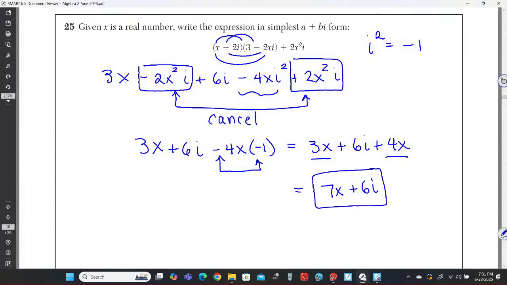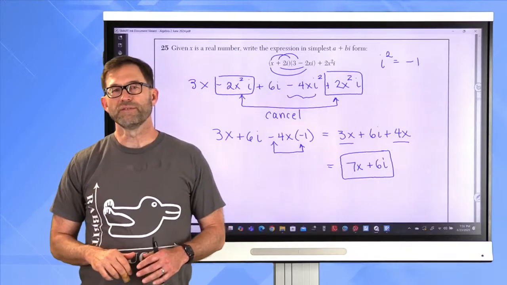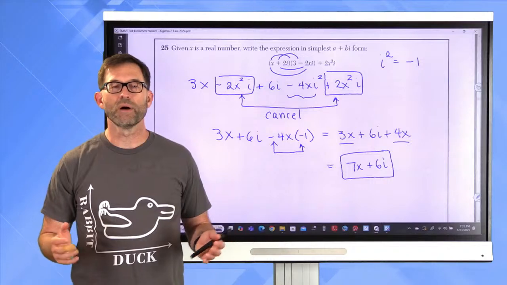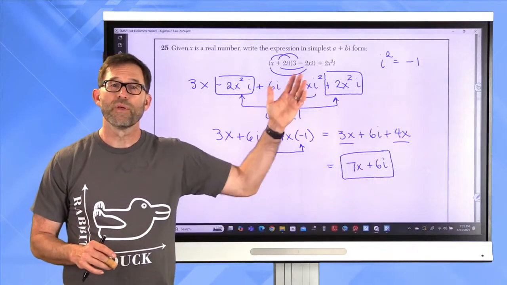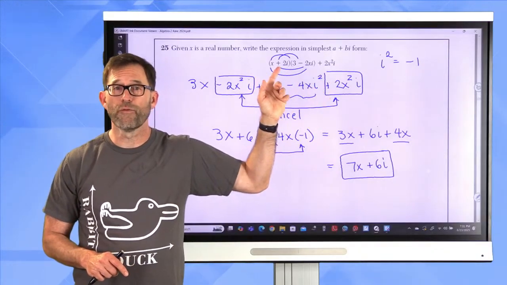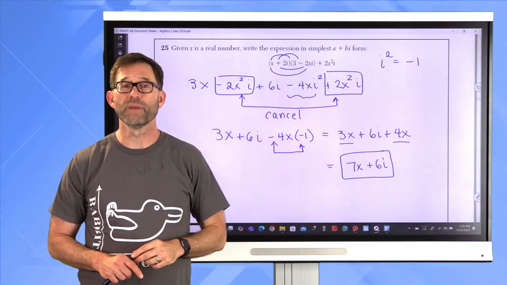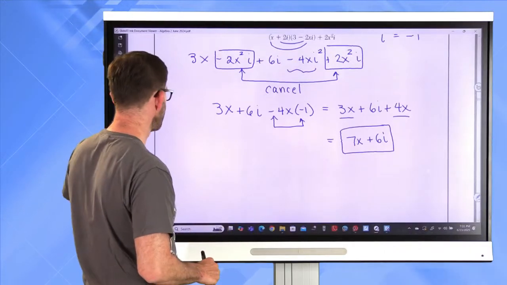plus 6i. Okay? Now, you might say, why didn't they just give me a normal complex number product or something like that? Well, they didn't do that because you could do all of that on your calculator. So they throw the x's in to force you to be able to, number one, foil something out, but also to recognize the fact that i squared is equal to negative 1. All right, let's take a look at the next problem.